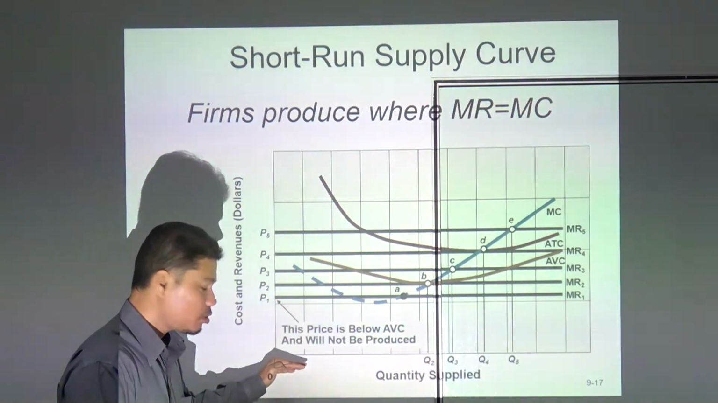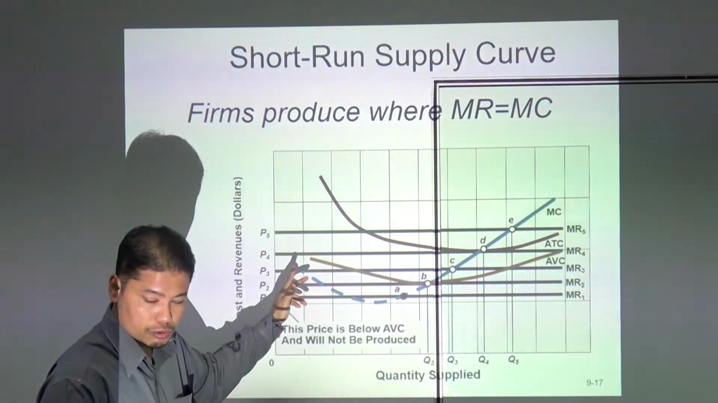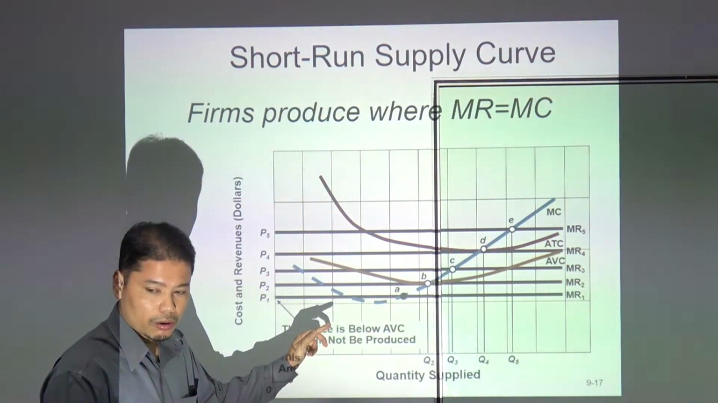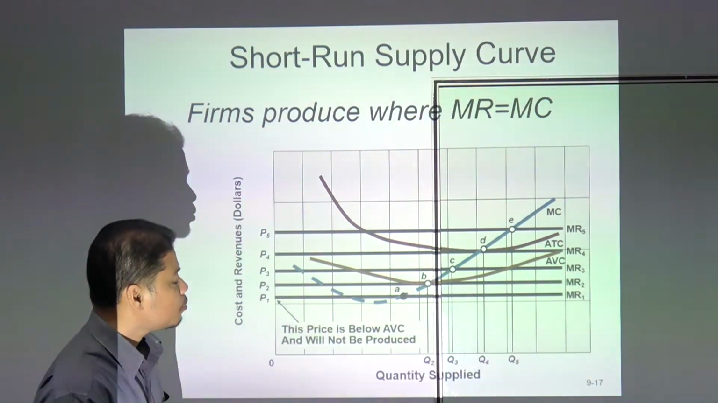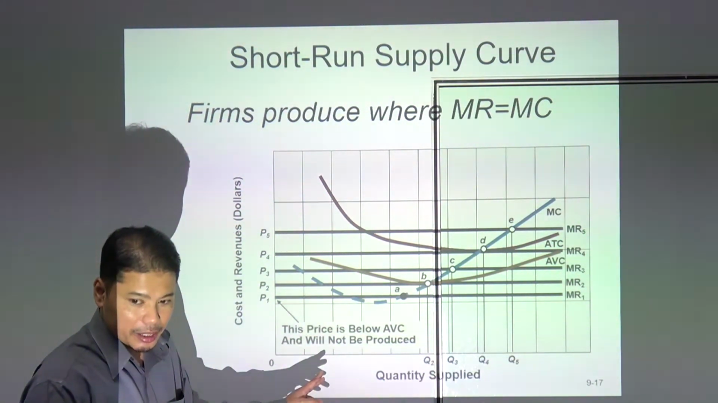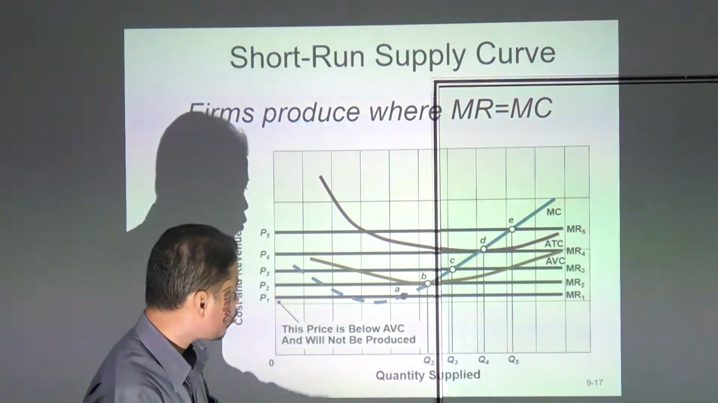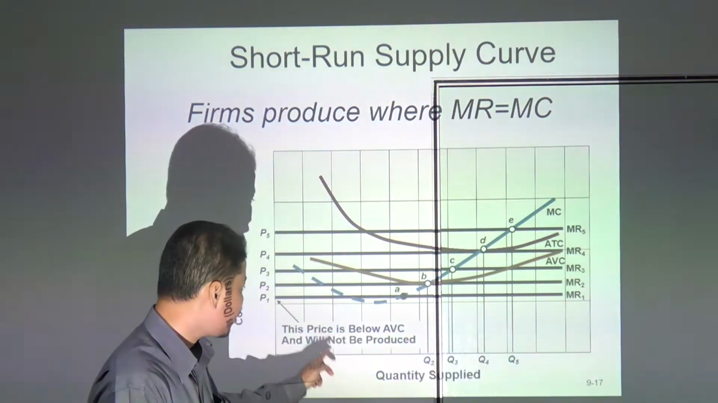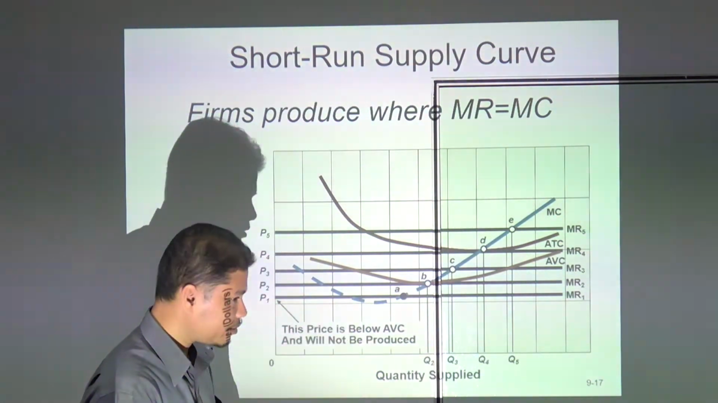Anything below P2, the firm will not produce. Anything above P2, the firm will produce. But if the price is exactly P2, then producing or closing down will give the firm the same amount of losses. Okay? So, based on this, we are able to derive the supply curve. We will not produce at P1, so point A will not be part of the supply curve, because we will not produce Q1 if the price is P1.